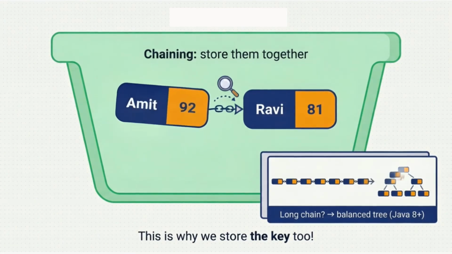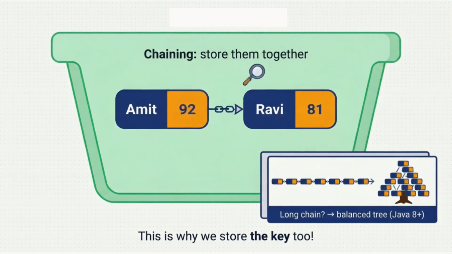The most common fix is called chaining. When multiple keys land in the same bucket, the hash map simply stores them together, usually as a small linked list. Now bucket 0 holds Amit and Ravi. On lookup, it jumps to the bucket, then walks the short chain, comparing keys until it finds the right one. This is exactly why we stored the key alongside the value. And in modern implementations, like Java's HashMap, if one bucket's chain grows too long, it's converted into a balanced tree. So even heavy collisions stay reasonably fast.